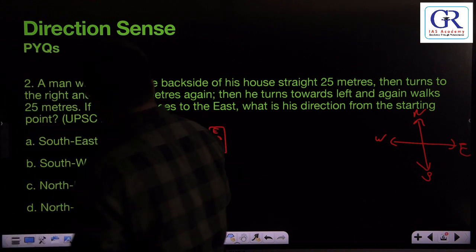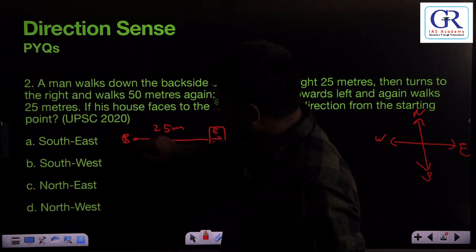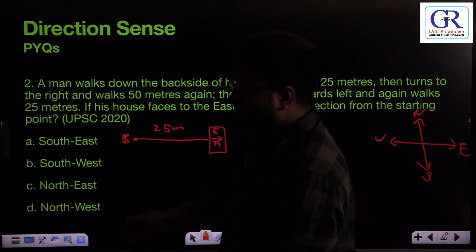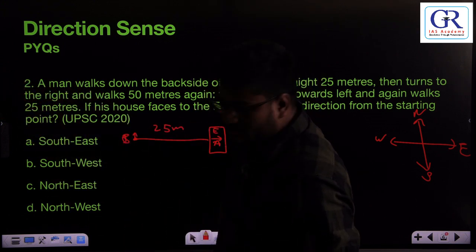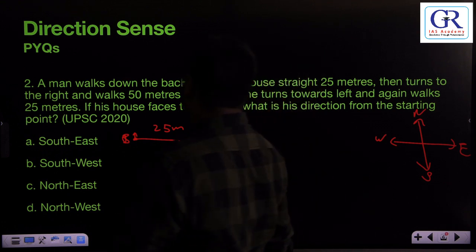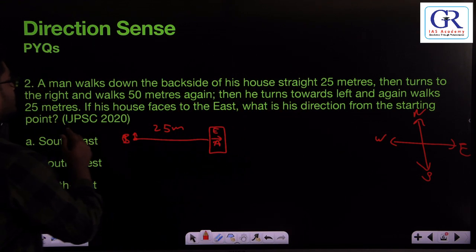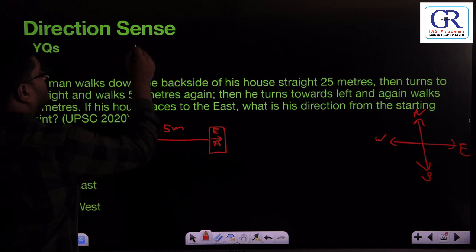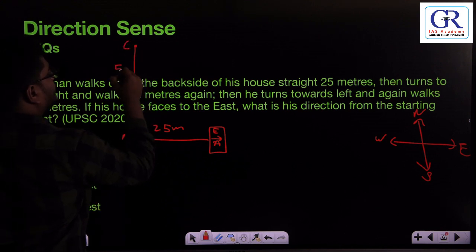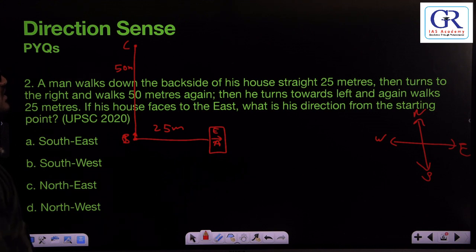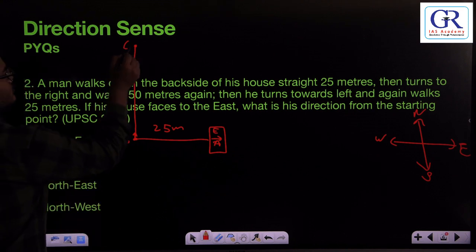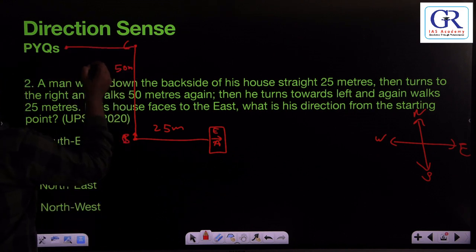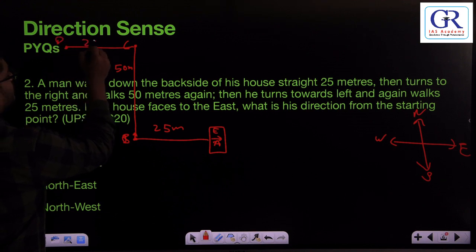Then he turns to the right. If he walks from the house to point B, he is facing towards west, right? From west, what do you get at the right point? If he turns right, towards north. So it is straight, and walks 50 meters. Suppose this point is C, 50 meters. Then he turns towards left and again walks 25 meters. From here, what is left? Towards west. This point is D, and you can call this 25 meters.